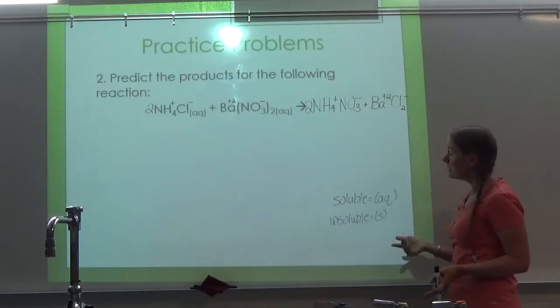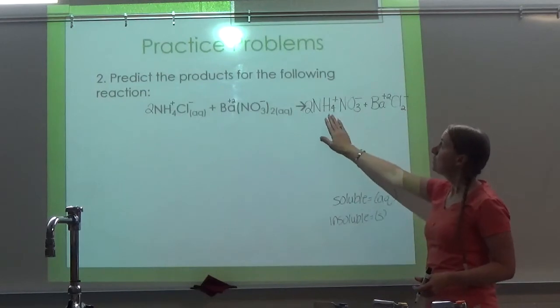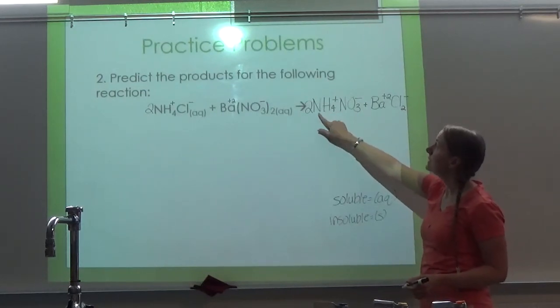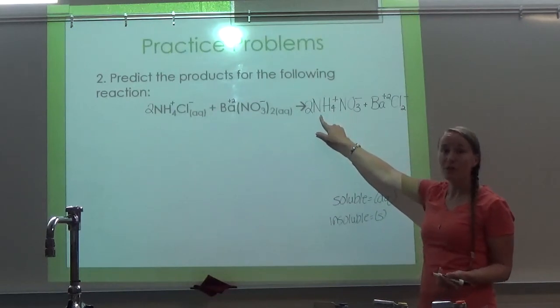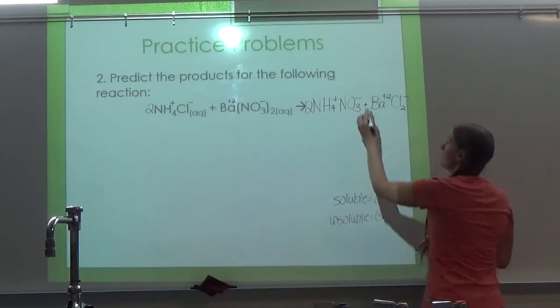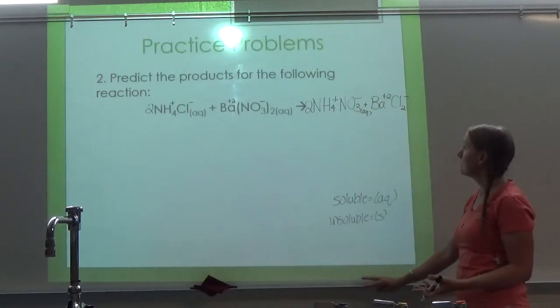So the last step is we need to determine, is it aqueous, is it solid, what's going on here? So if you look at your solubility rules, NH4 or NO3, you can look at either of them. Both of them are soluble. So since they're both soluble, it is aqueous. So that's not going to be a precipitate.